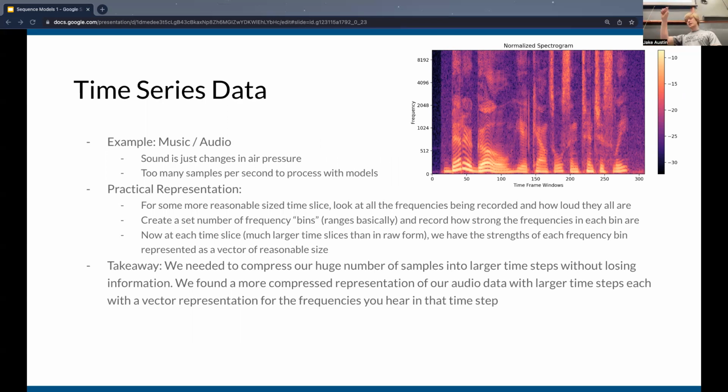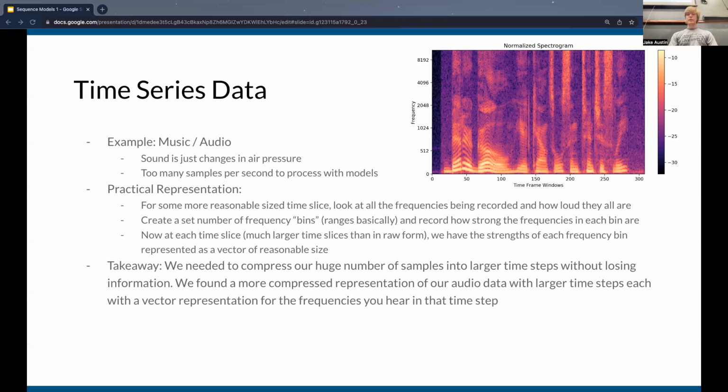Sound is just changes in air pressure at different steps in time. The only problem with sequence data being, generally speaking, we have too many samples per second. Audio data is sampled at thousands of times a second, and that's not really easy to process. So for audio, a more practical representation is a spectrogram where you have larger slices in time, and for that little slice of time you record all the different frequencies that are present.